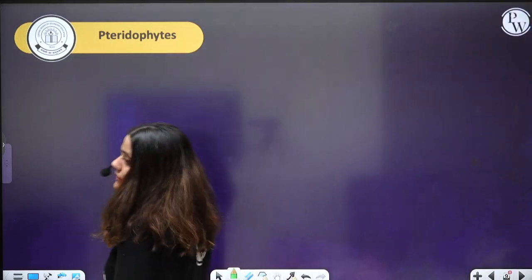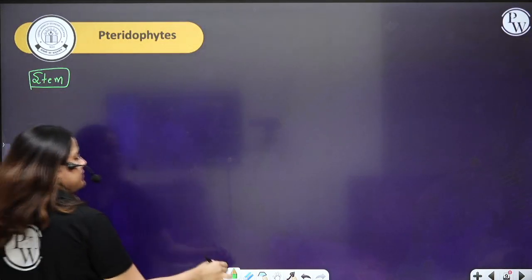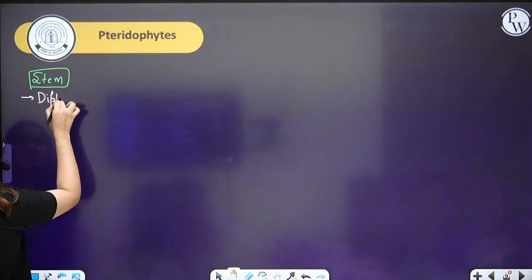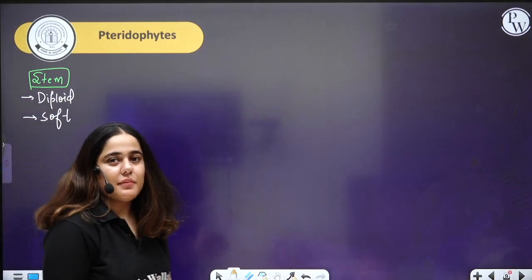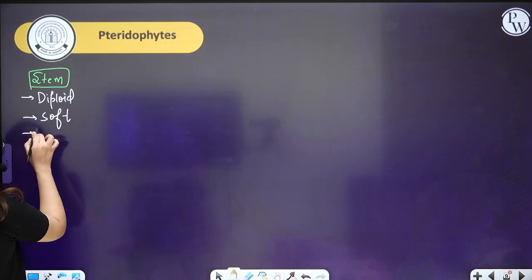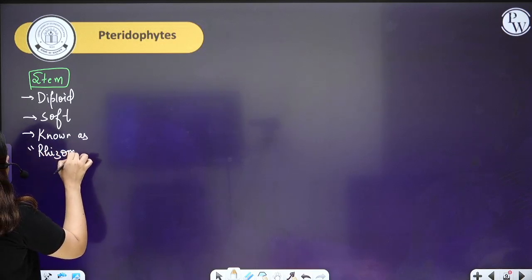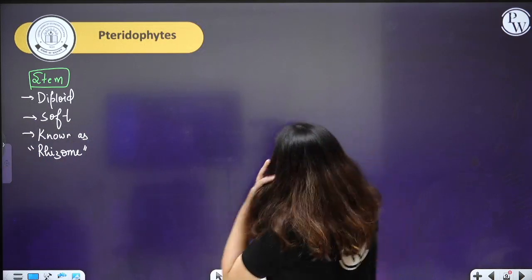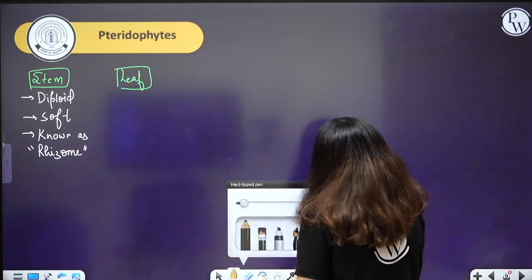So let's talk about the stem of pteridophytes. Remember, their stem is diploid and soft. Diploid means the cells of the stem have two sets of chromosomes, so every chromosome has two copies. The stem is known as the rhizome. So the stem is diploid, soft, and known as rhizome. Let's talk about their leaf. Beta, their leaf is divided into two types.